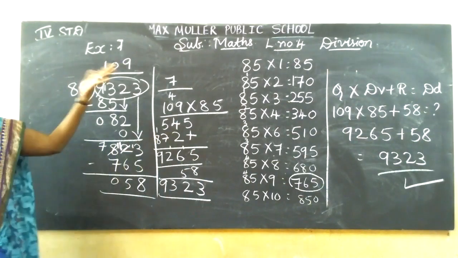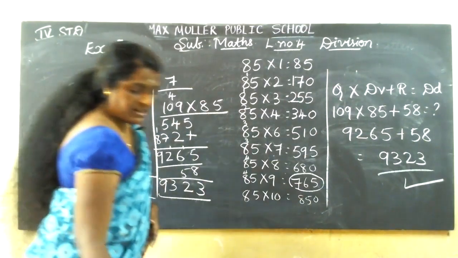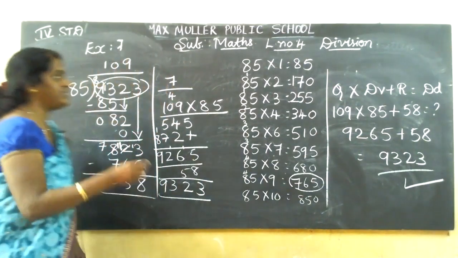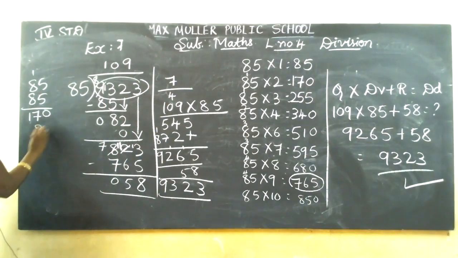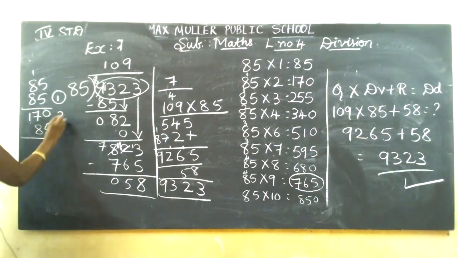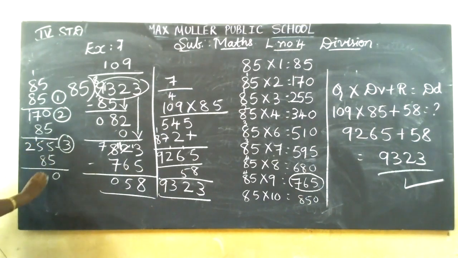As I told, you should add that quotient into divisor plus remainder equals dividend. If you don't know 85 tables, at least you can do 85 plus 85. 10, 16, 17 plus 85. This is 1za, this is 2za. 5, 15, 1 carry 2. This is 3za. 85. 10, 1 carry, 8, 9, 10, 11, 12, 13, 14, 1 carry, 3. This is 4za.